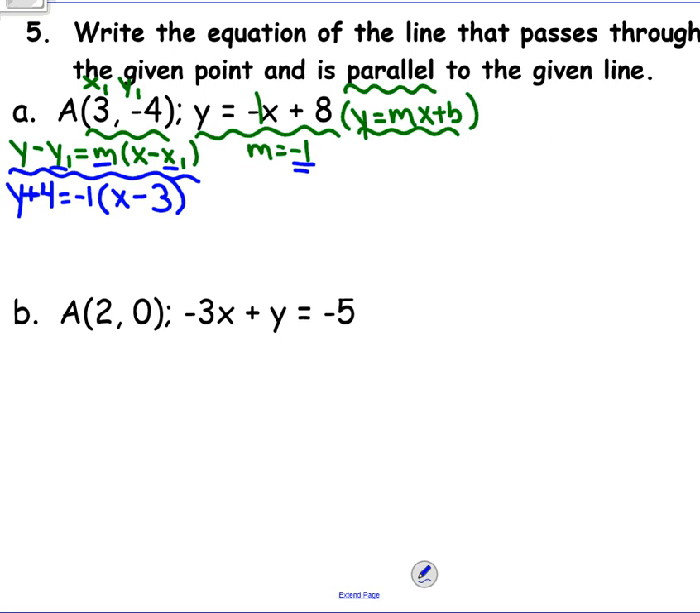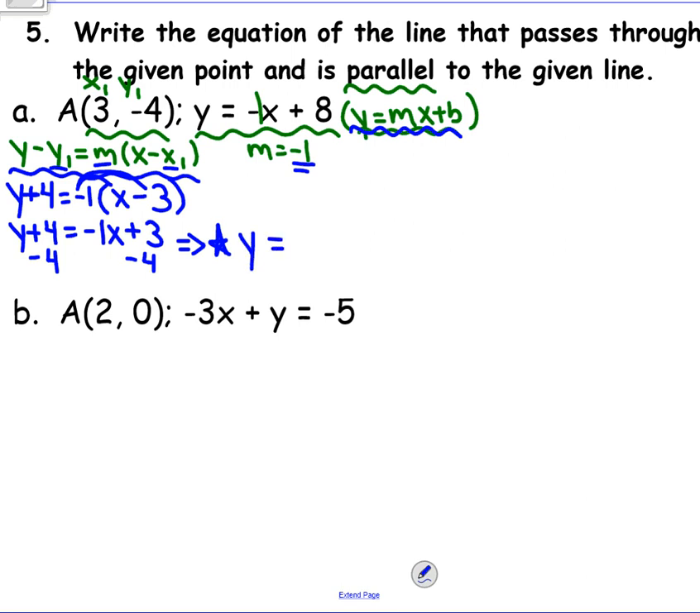It looks great, but we need to change it. We're going to practice changing it into our slope intercept form. In order to do that, we're going to carry that negative 1 through the parentheses. So we're going to leave y plus 4 alone. Negative 1 times x gives us negative 1x. And finally, negative 1 times negative 3 gives us positive 3. Last step to get it into slope-intercept form, subtract 4 from both sides. And here is our final answer.